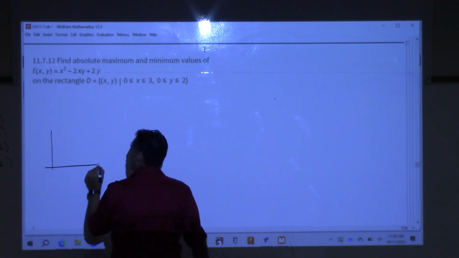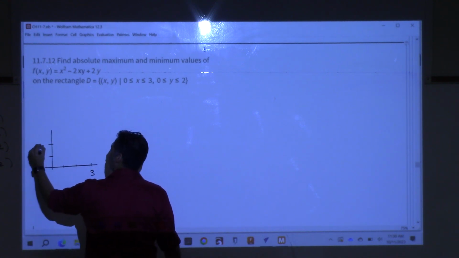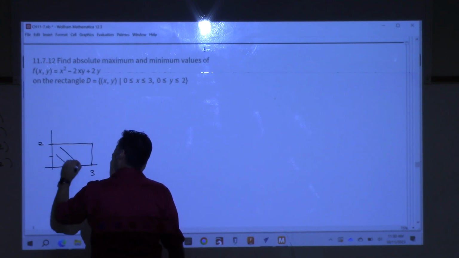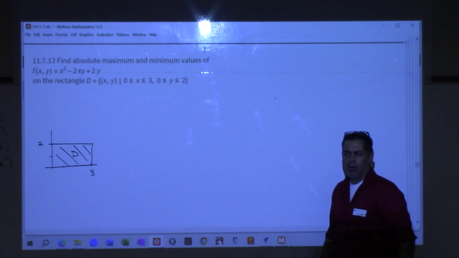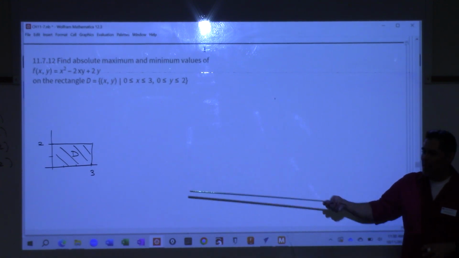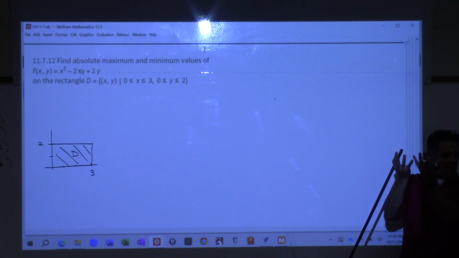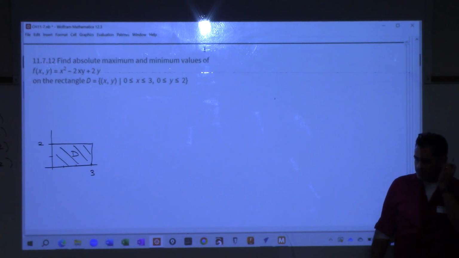Your x's are between 0 and 3. Y's are between 0 and 2. That's our D. That's our domain. You're only plugging those in. Remember, that domain lives on the ground, right? Those are the points that get plugged into the function, and you're restricting your function to just that little patch.